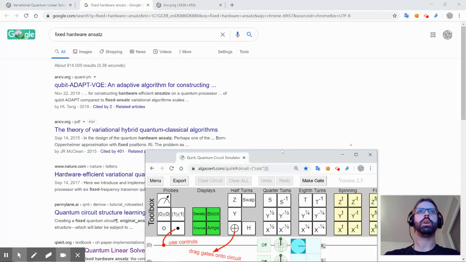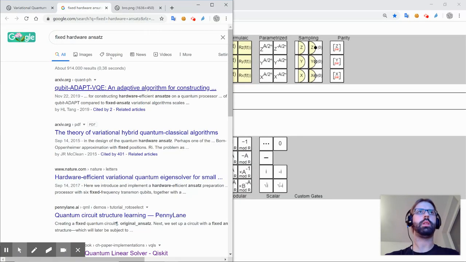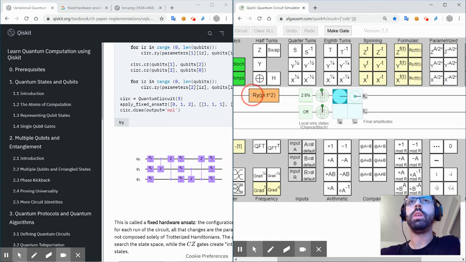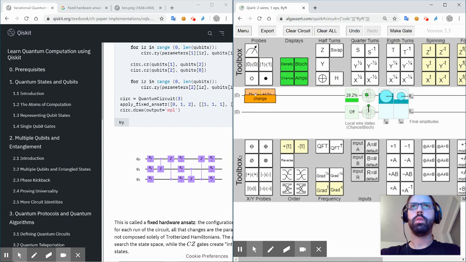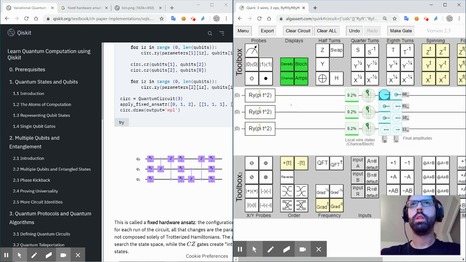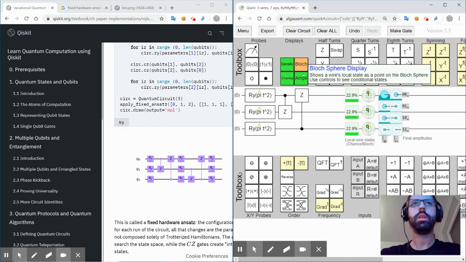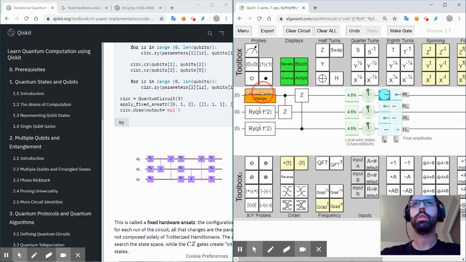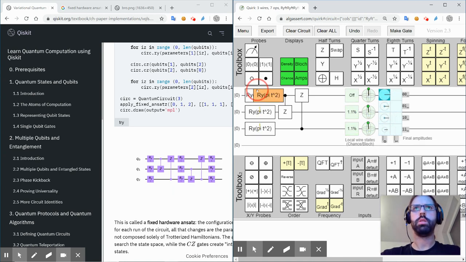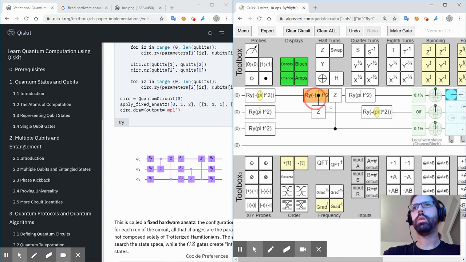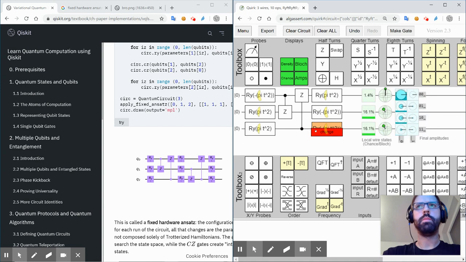If these are RY rotations, I can just use these. I'm going to move those here and use control Z. I just want to see how the space is being explored, because Quirk has this cool dynamic display. Can I copy the whole column? Look at this, how it moves.